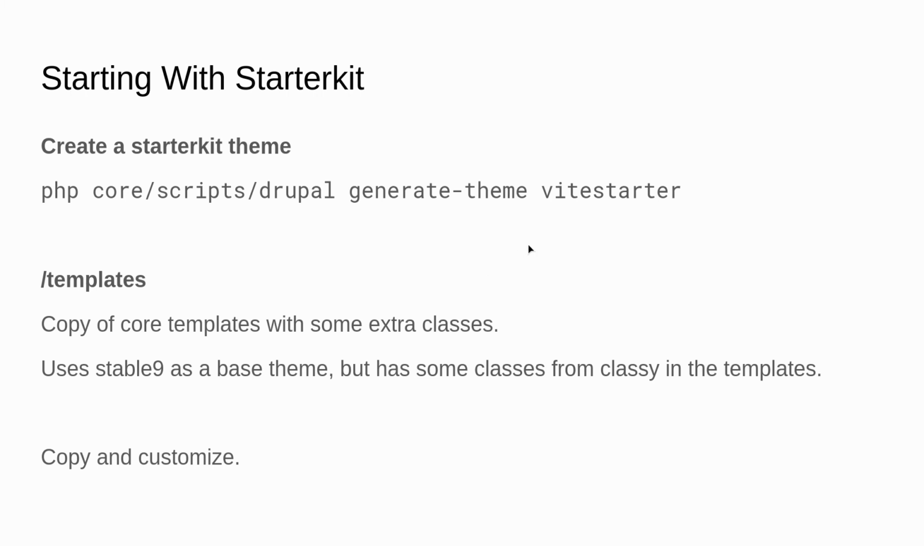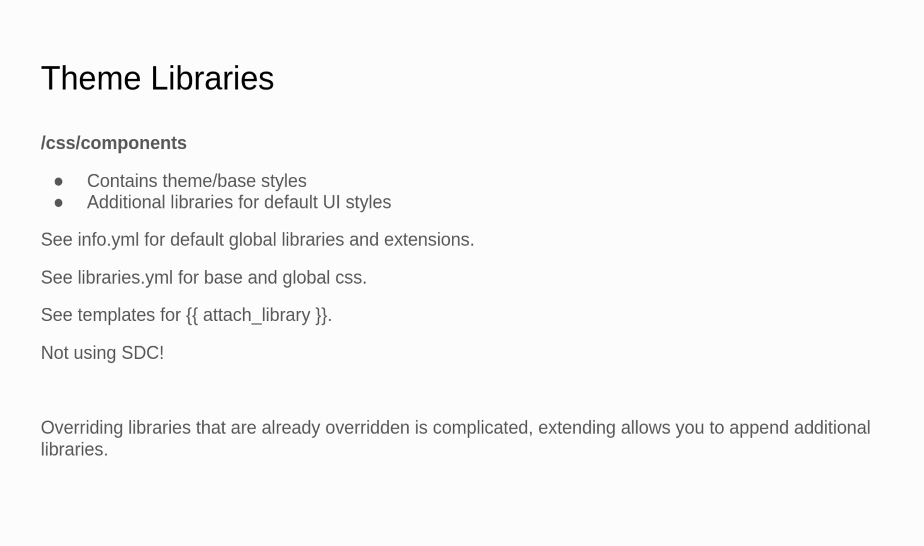So I'm going to talk through what you get out of the box. After you run this, you get a theme. That theme has default templates in it, some default CSS, and here's some thoughts on cleaning that up. The template's just a good starting point, I think. That's why I went with Starter Kit instead of just a brand new base theme. It gives you this CSS directory with a bunch of component CSS in it.